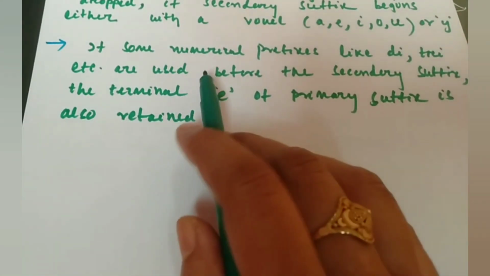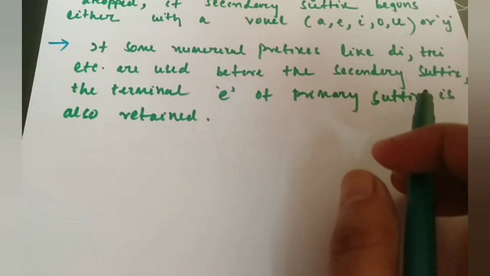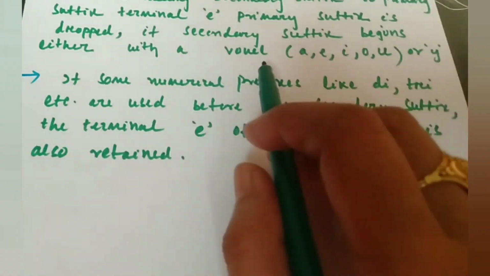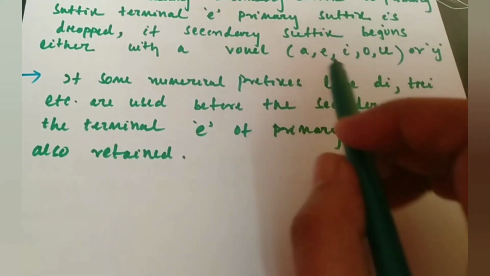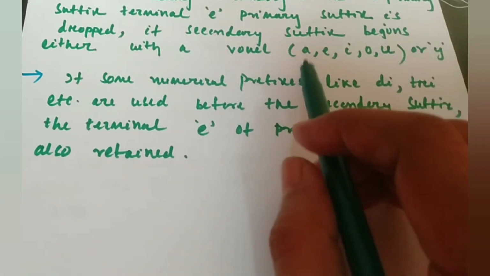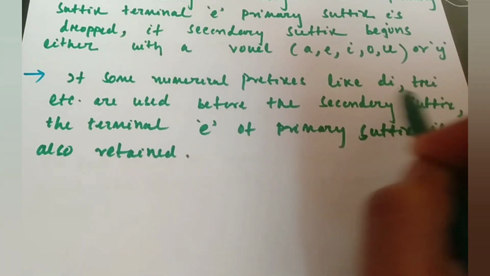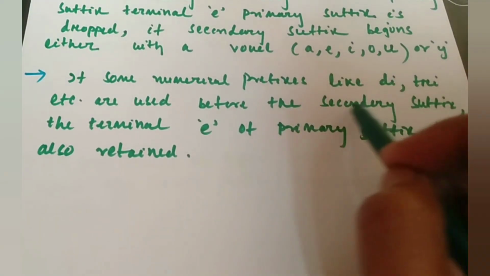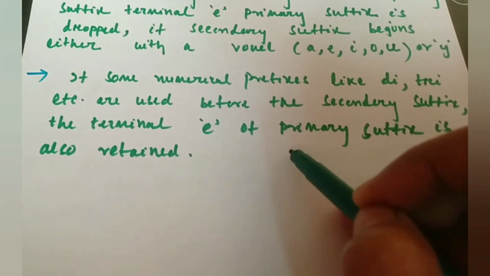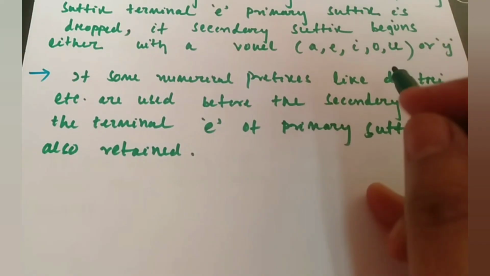Similarly, another point: if numerical prefixes like di, tri, etc. are used before the secondary suffix, the terminal E of the primary suffix is retained. That means suppose your functional group alcohol comes 2 times, then you will write the same functional group present 2 times with the prefix di, tri. These are the major numerical prefixes. So if these are used, then the terminal E of the primary suffix is retained; it will not be omitted.